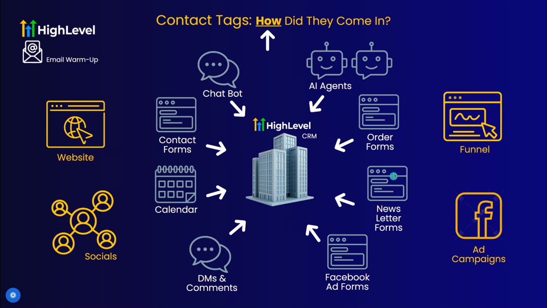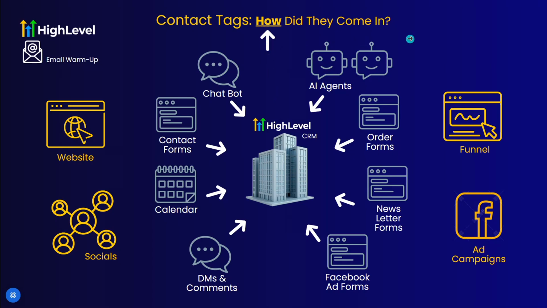You've got newsletter forms. You're running Facebook ad campaigns, so your Facebook ad forms are coming in. You're building AI agents, whether they're answering the phone and bringing contacts in, or they're associated with some other part of your business and they're bringing more contacts in. The first and most important tag is going to be, how did the contact come into your CRM?